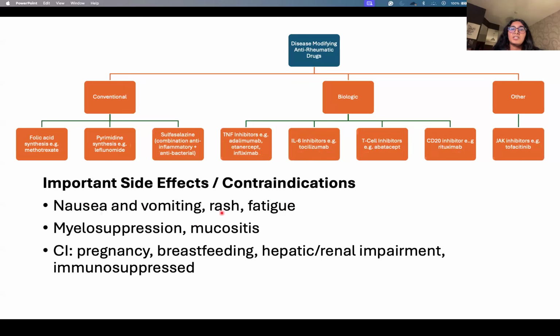For example, nausea and vomiting, rash and fatigue, like most drugs do. Myelosuppression and mucositis are pretty common amongst all of these DMARDs as well, because they're affecting cells that multiply quite quickly. So these are some symptoms you might see. Contraindications tend to be the immunosuppressed, pregnancy, breastfeeding, because some of them can cross over, and be careful with hepatic or renal impairment. So that's DMARDs very quickly in a nutshell.